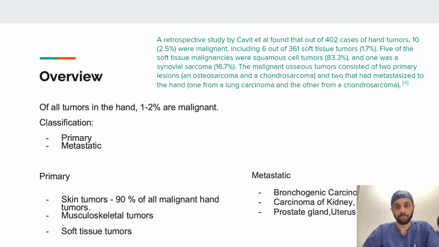While for metastatic, we have certain organs of the body which are responsible for spreading tumors from their part to the hand. The leading one is the bronchogenic, the lung cancers. Apart from that, we have kidney, prostate, uterus, and breast. There are other organs in the body which have cancers, and they can spread tumors to the hand. I've put on a study by Cavett et al., which had 402 cases of hand tumors. Out of them, 2.5 were malignant, and approximately 1.7 were soft tissues among them. So it just confirms our ratio of malignant tumors in the hand.